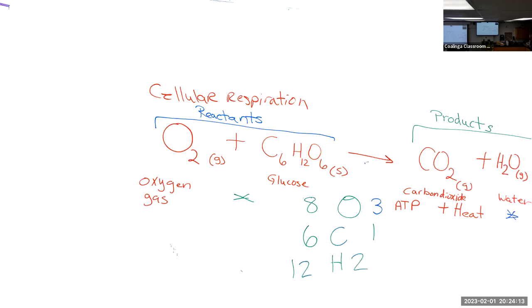I said the law of conservation says what goes in has to come out, right? So the next thing we need to look at are these balances. Did what went in come out? No. This means we have to start using what we call coefficients. Coefficients are the numbers that we put in front of our compounds. We use the coefficients to balance the chemical equation.